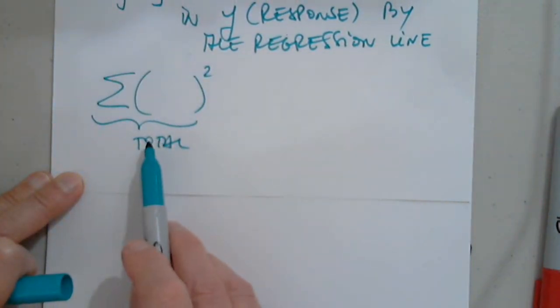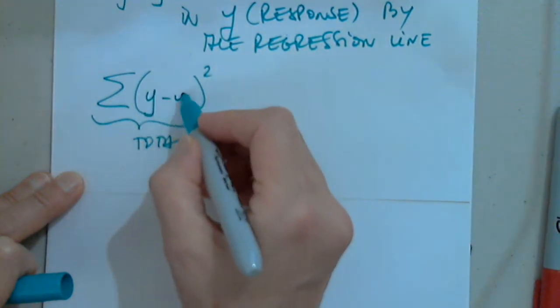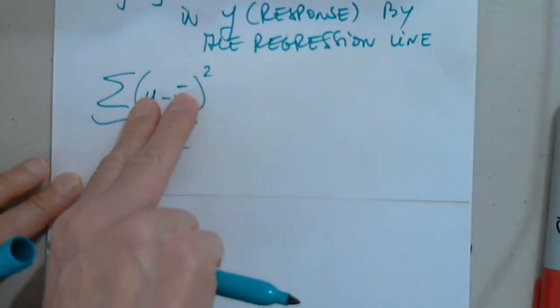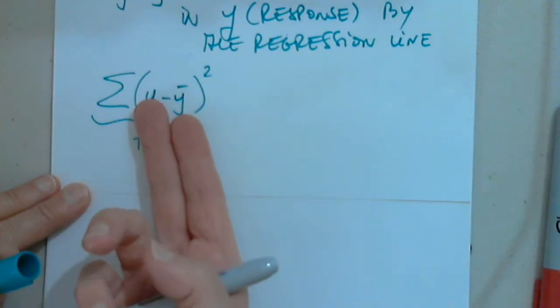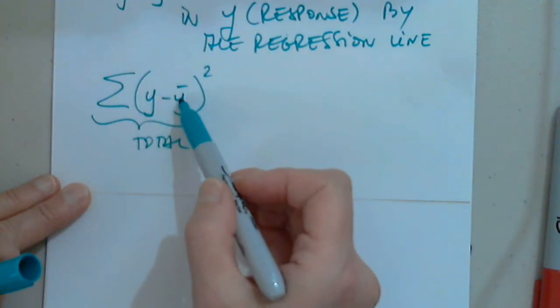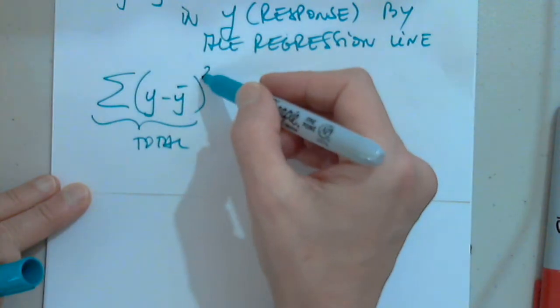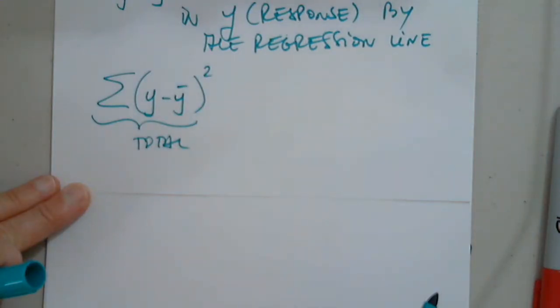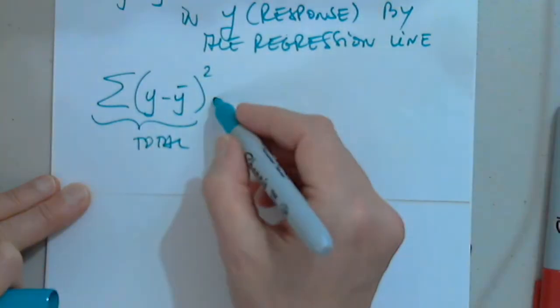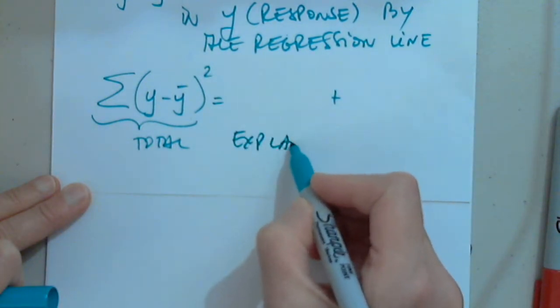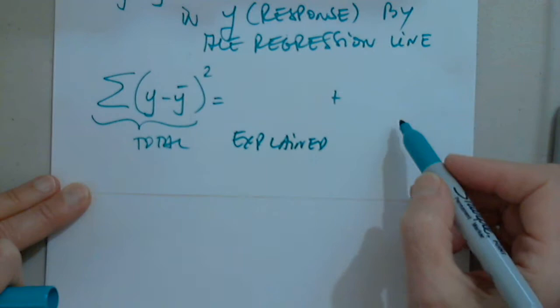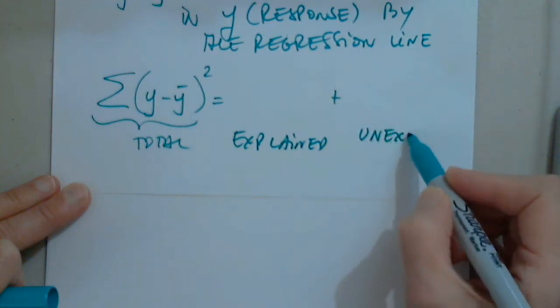Okay, total. The total is y minus y bar. Remember, even if I make a mistake, well, I don't want to make a mistake, but even if I make a mistake and write it 1 minus 2 or 2 minus 1, it will be squared, so the sign will go away. Okay, so this is the explained plus the unexplained.